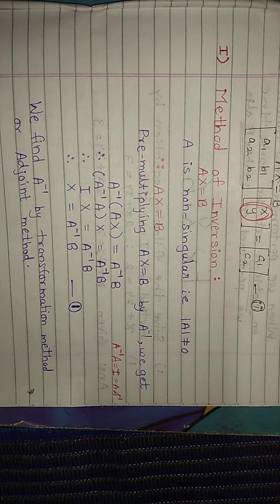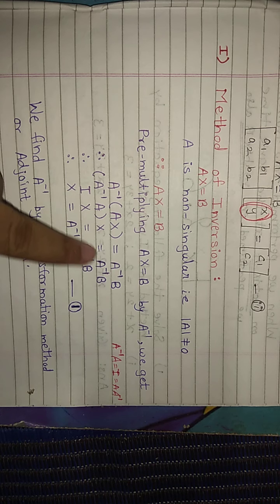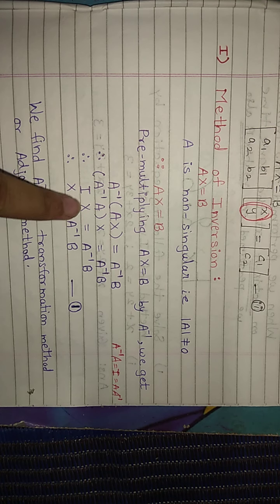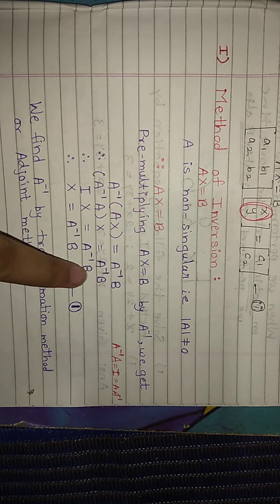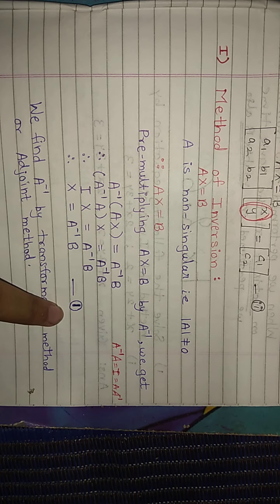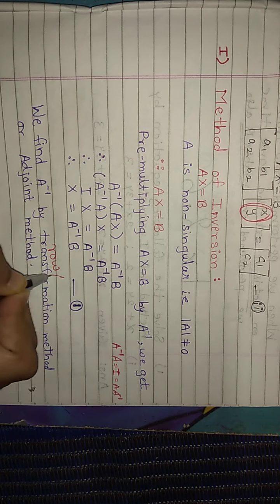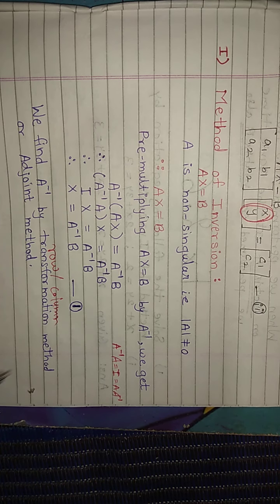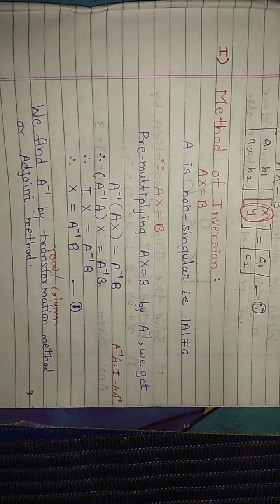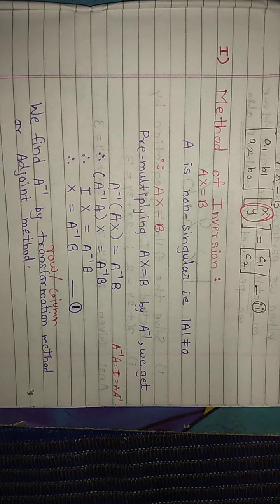But in this question we only find the value of X. That's why A inverse into A, X is equal to A inverse into B. IX is equal to X. So X is equal to A inverse into B, equation number 1. We find A inverse by the transformation method or the adjoint method. That means the row or column transformation method can be applied in this step, or the adjoint method. If the question does not specify whether to apply the adjoint method or row or column transformation, then you can easily use the adjoint method.